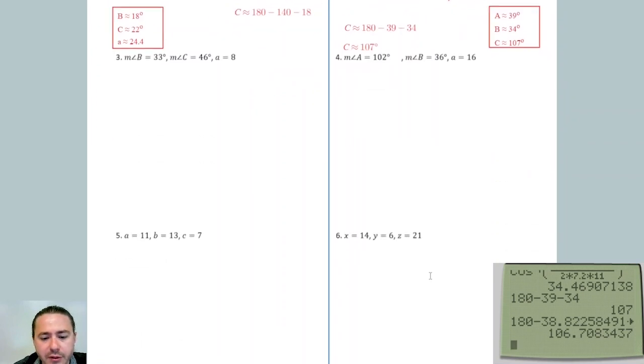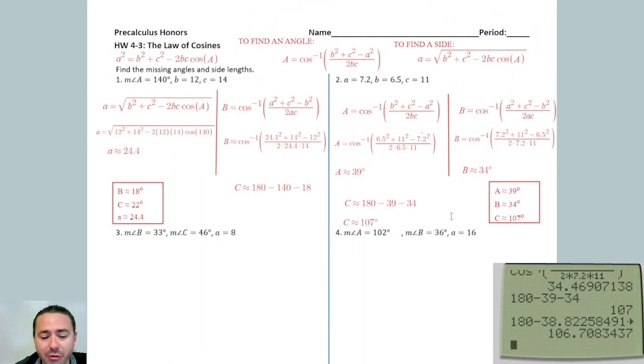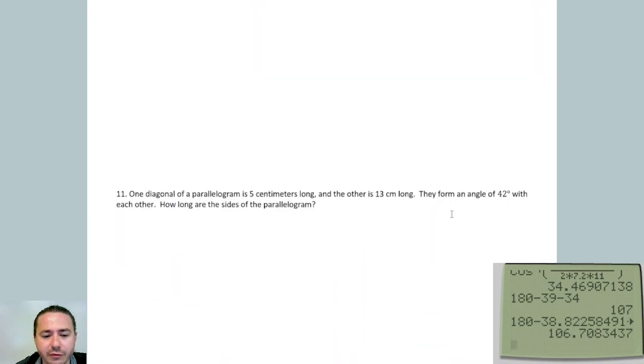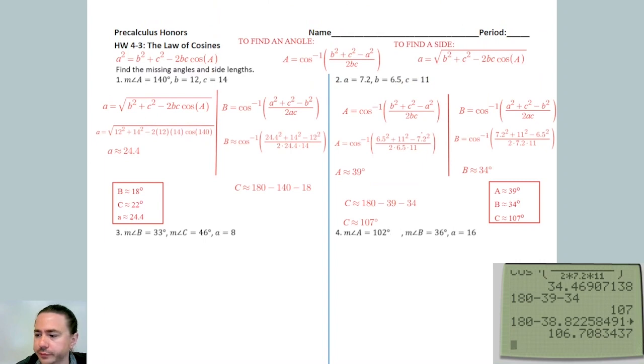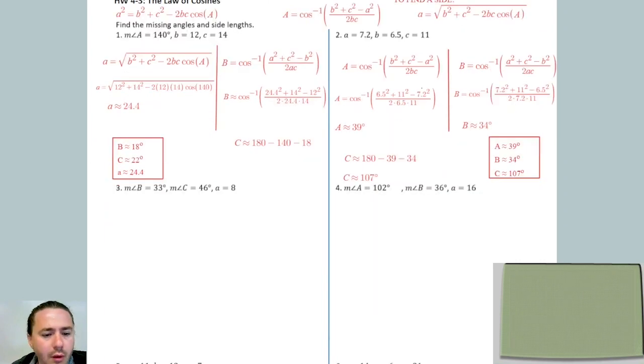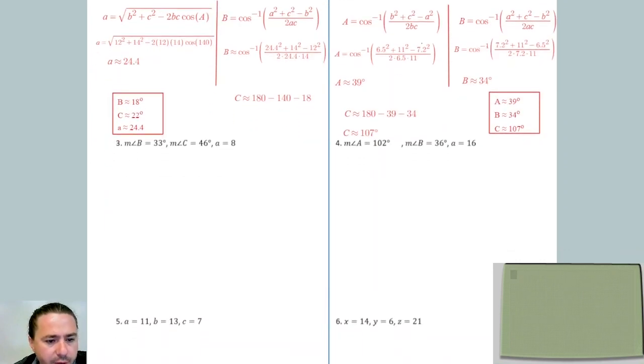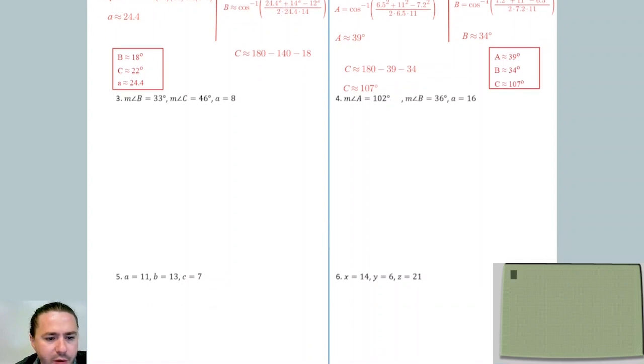From here on out, you're going to be doing essentially the same thing on all these problems. So it's maybe too much, but we'll go through them. Let's just go through them one at a time. All right, so let's take a look at 3. We've got angle B, angle C, and side A.